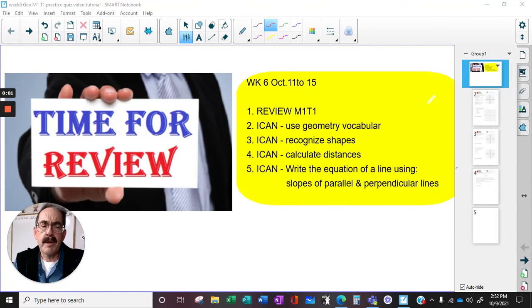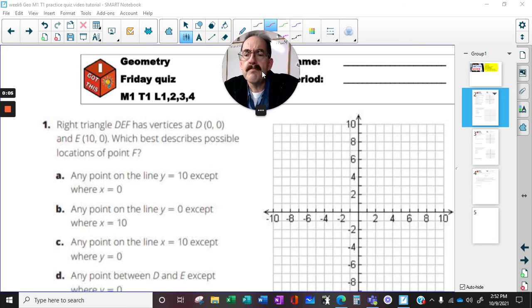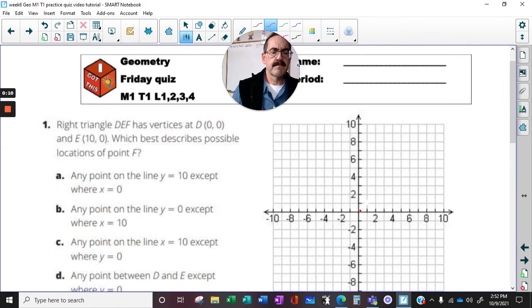Okay, so let's look at a practice quiz now. Okay, now let's go up here. A right triangle DEF has vertices at 0, 0, 10, 0. Which best describes the possible locations of F, right triangle?